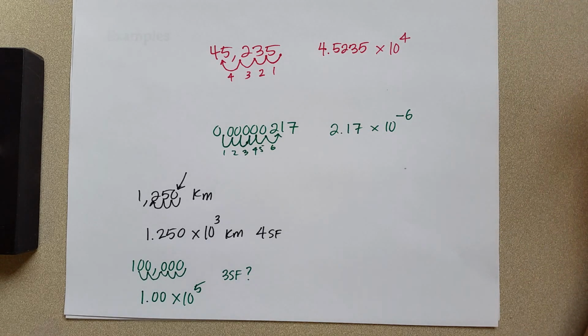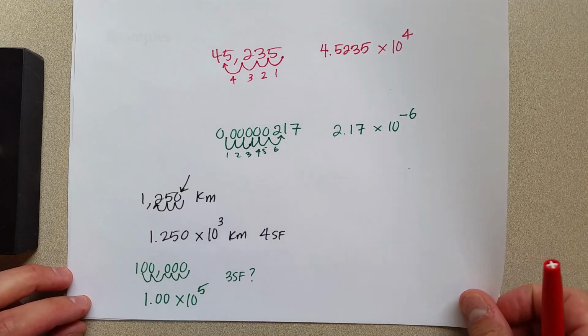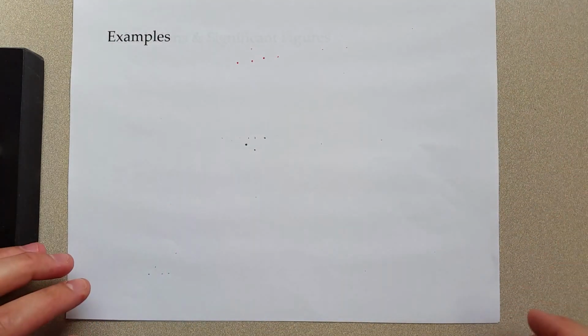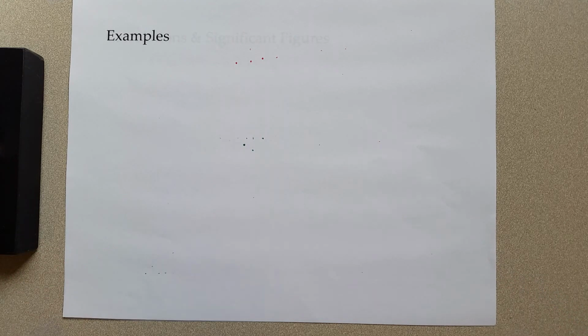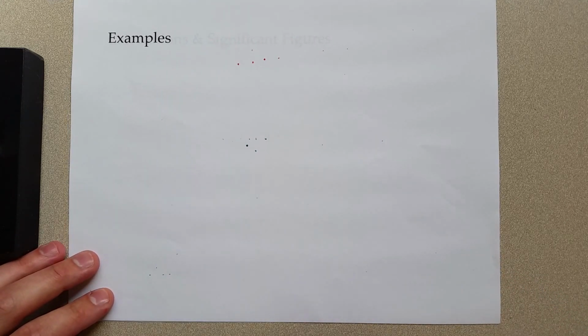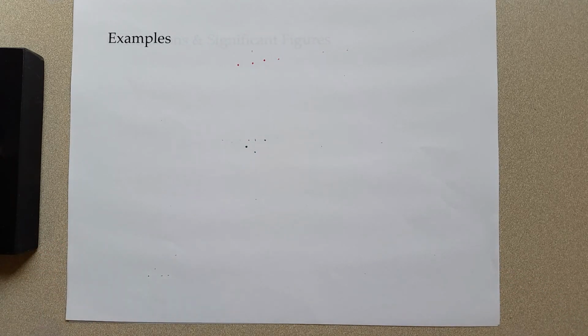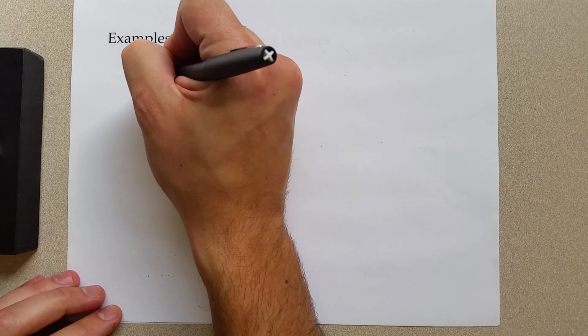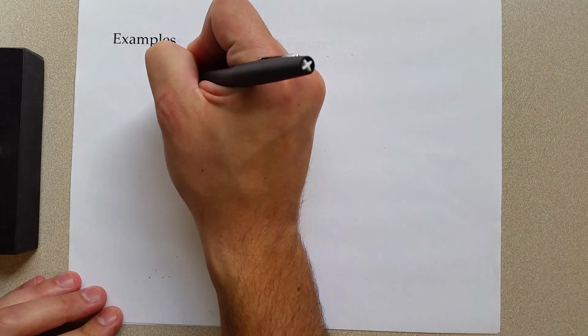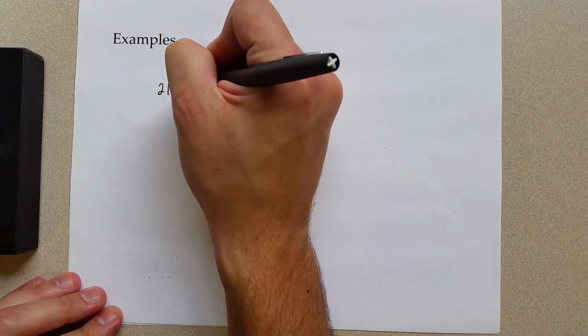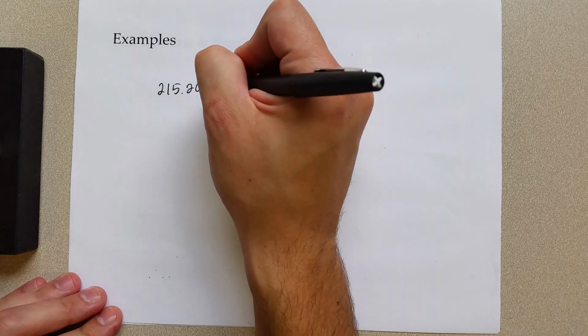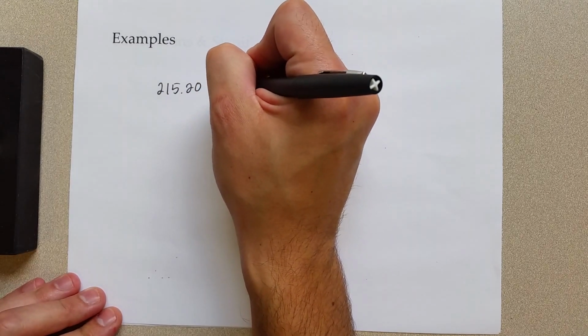Okay, so let's do a couple more examples and try to figure out how many significant figures these values have. Okay, so say we looked at a measure that was 215.20 grams.